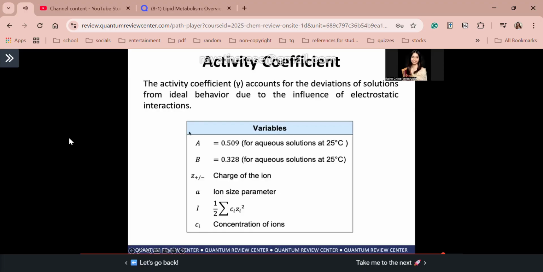Now, here are the variables, okay? Again, A is a constant, 0.509. B is also a constant, 0.328. These are for aqueous solutions at 25 degrees Celsius, okay? And then the charge of the ion is given by Z plus or Z minus. Z plus is the positive charge, Z minus the negative charge, okay? And then a accounts for the ion size parameter for the extended Debye-Huckel law.